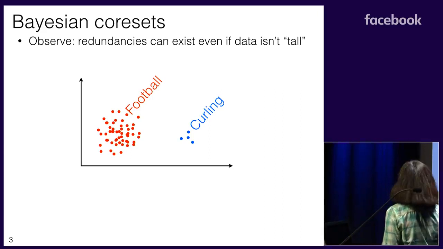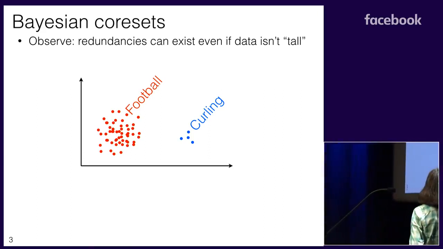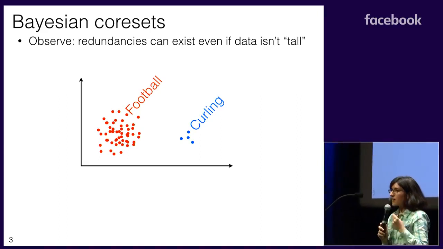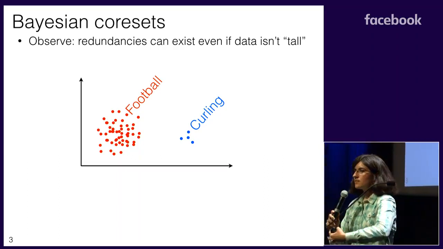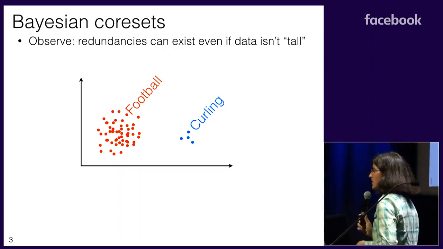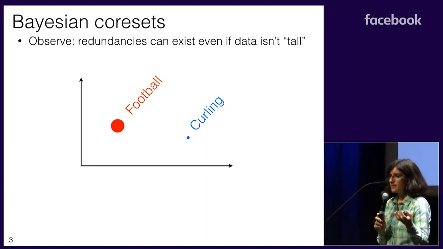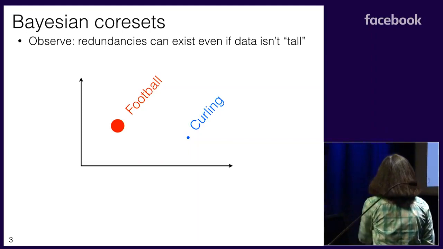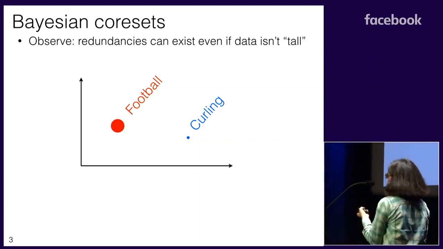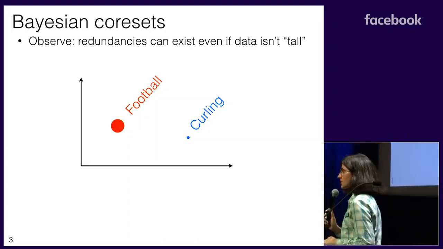What would be nice is if I could run it on a much smaller data set. And maybe I could observe that amongst all of these football articles, there are a few that are pretty representative. And so maybe I could replace a large collection of similar football articles with one representative football article. And I'll just give it a really high weight because there were so many football articles to begin with. And maybe I could similarly replace many similar curling articles with one representative curling article, and I'll give it a low weight because there weren't so many curling articles to begin with.